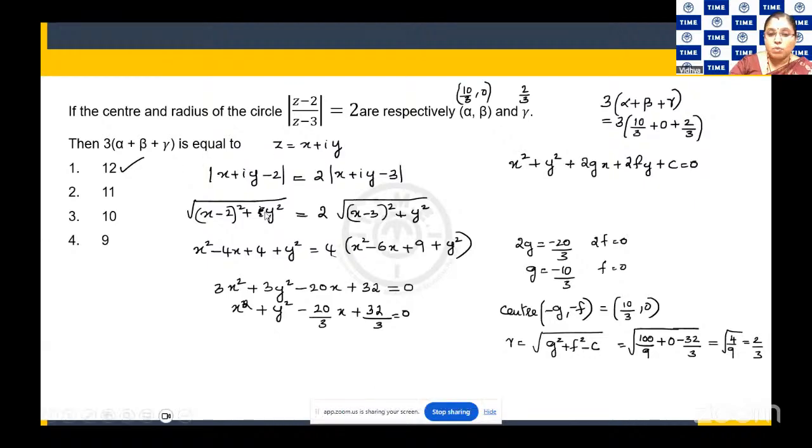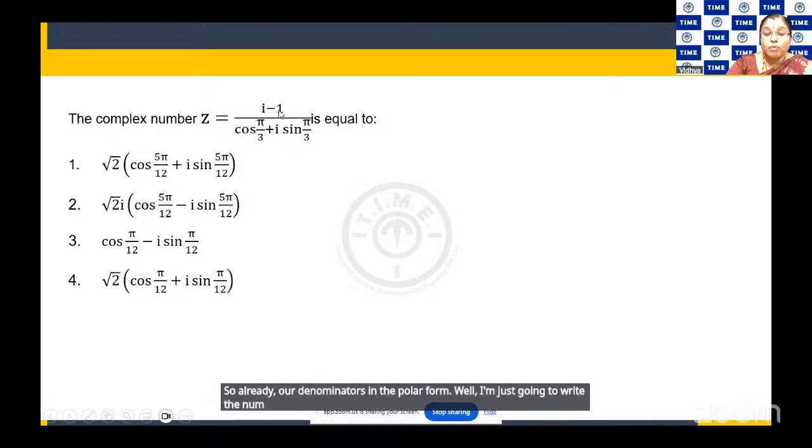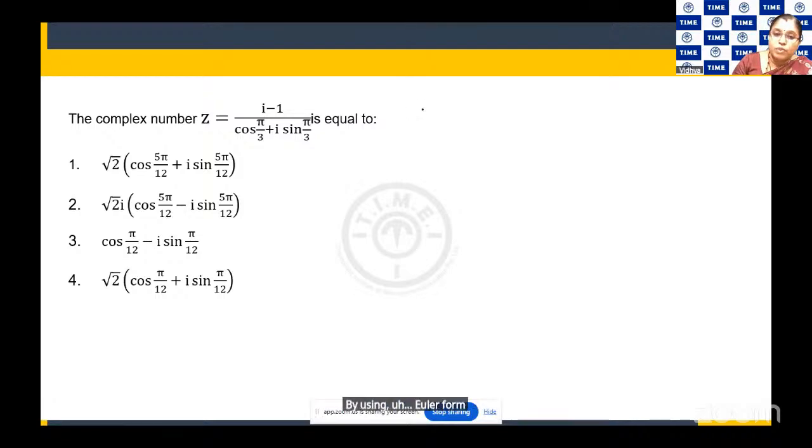Now, let's work out another one. The complex number. Here we are asked to find the polar form of this complex number. Z is equal to i minus 1 by cos pi by 3 plus i sin pi by 3. So already our denominator is in the polar form. So I'm just going to write the numerator in the polar form, and then simplify it, by using Euler form. So let's first write i minus 1 in the polar form.